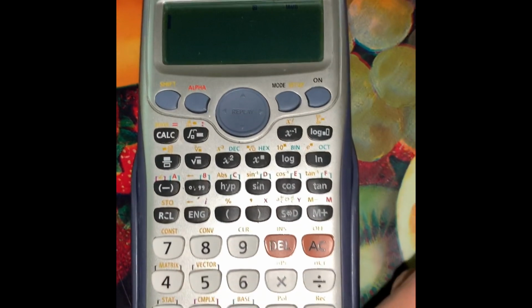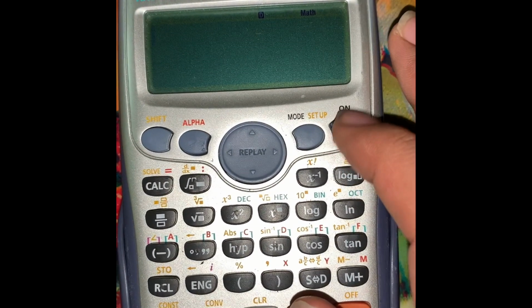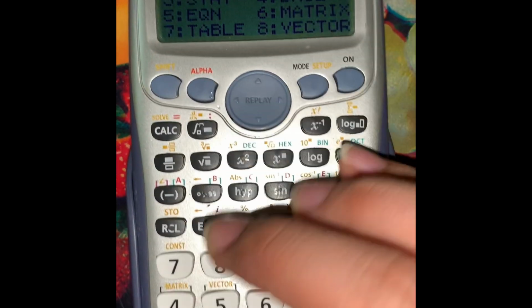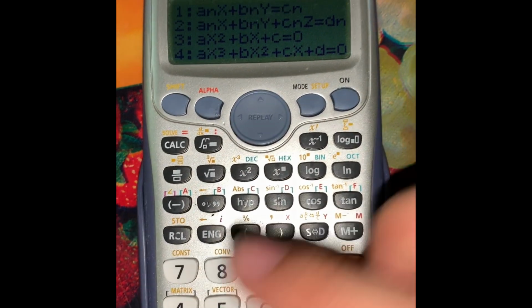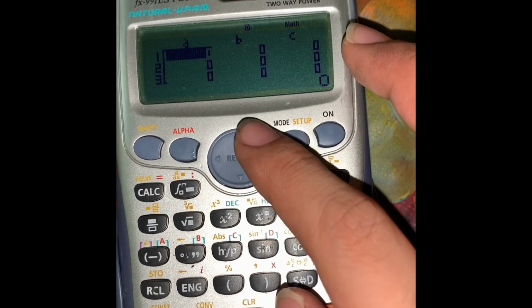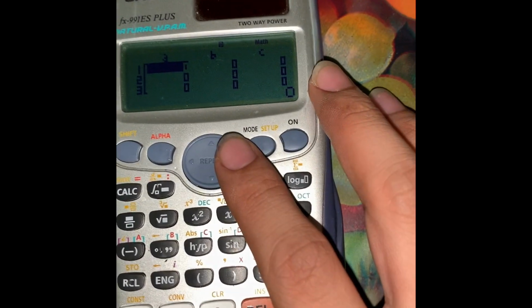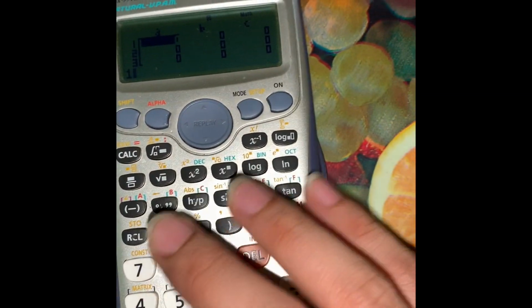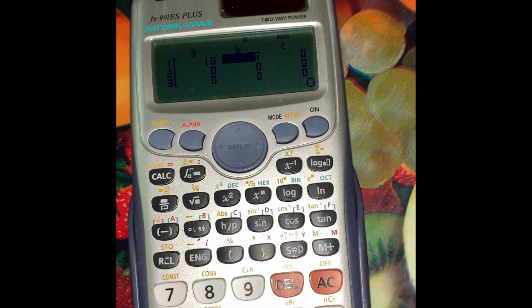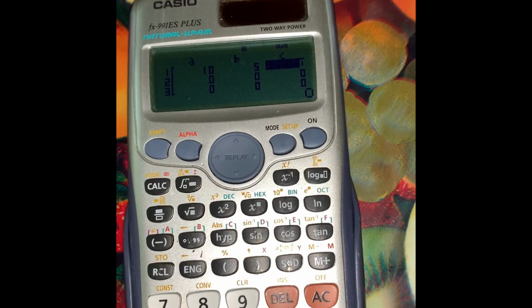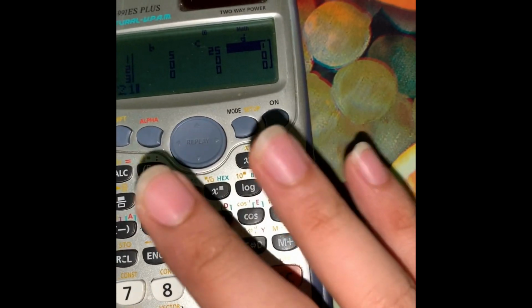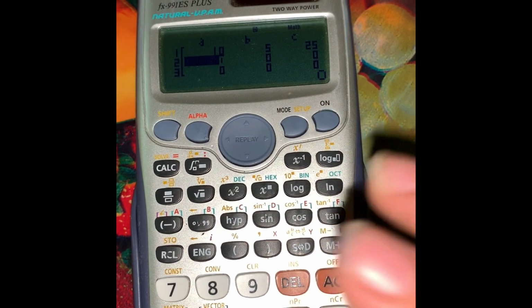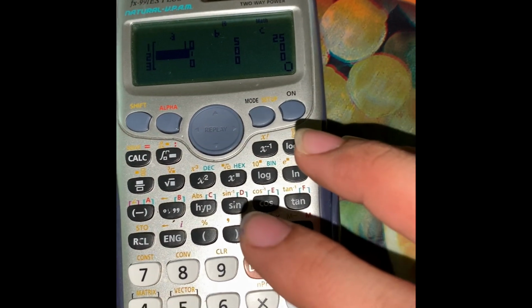Okay? Okay, so dun sa calculator nyo, punta kayo sa mode 5. Okay, and then piliin nyo yung number 2. Okay, so dun sa first row, susulat nyo dun yung numerical coefficients ng first equation natin, which is yung 10 equals 5 equals 25 equals, then yung huli yung constant na 210. Okay, then dun sa row 2, dun naman sa numerical coefficients ng second equation natin.